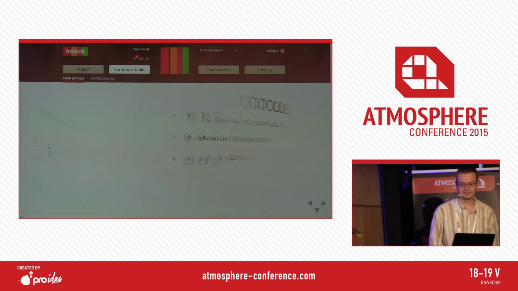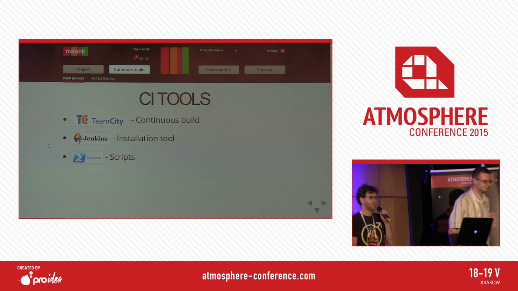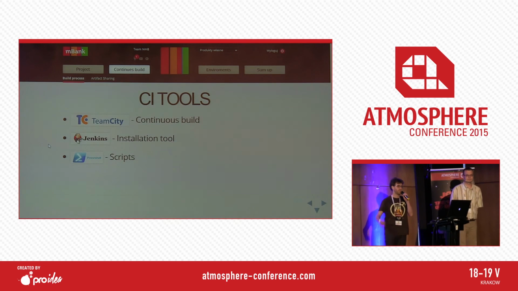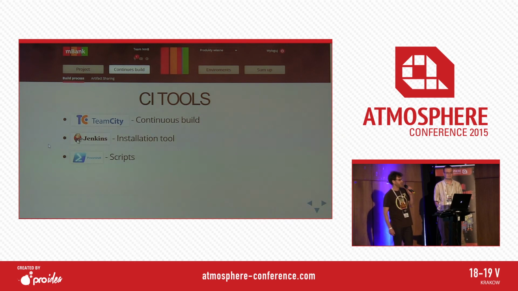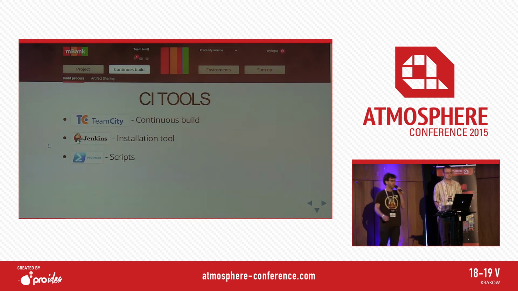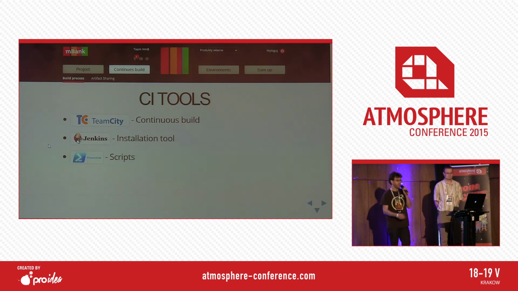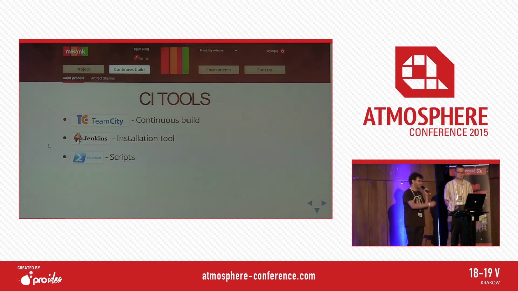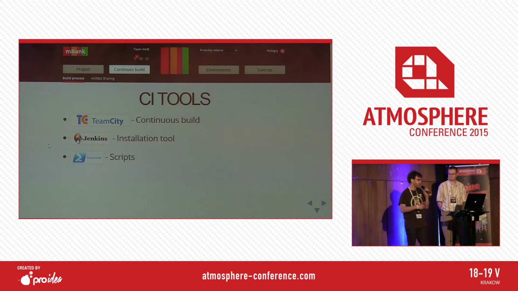Okay, so let's go on. The CI tools which we are using: TeamCity as a continuous build, so we are building almost continuously. Jenkins we use on the development environments as an installation tool because TeamCity was too expensive to use as a build agent and installation agent. Moreover, we have a lot of custom PowerShell scripts. We will talk about them later.